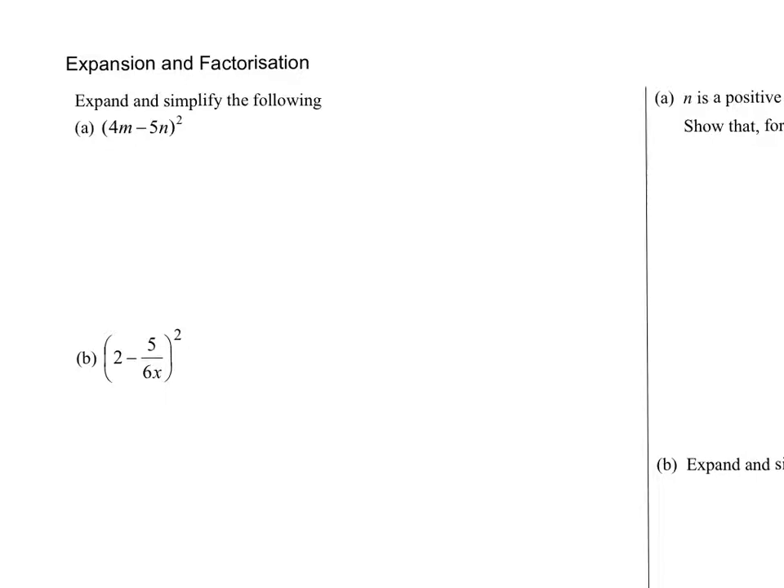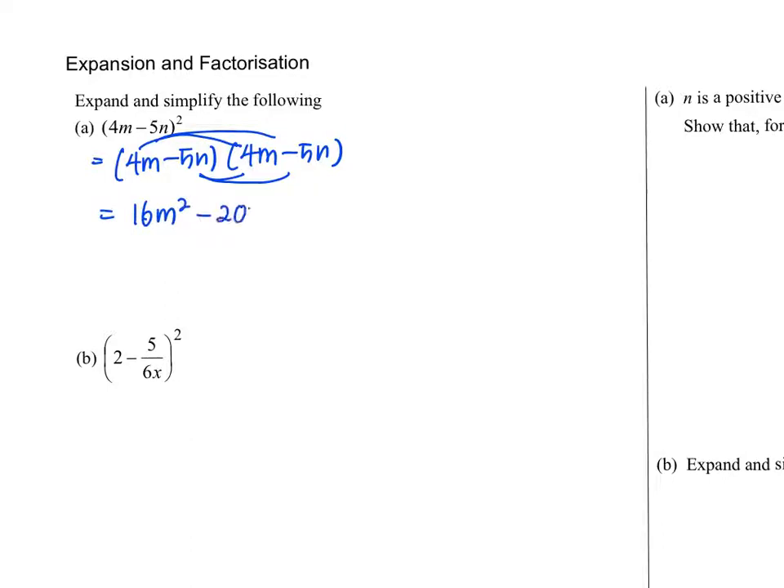Now, this is something square. Please remember, this is actually a repeated factor. So we'll have 4m minus 5n times 4m minus 5n itself. And we'll do expansion for this, rainbow method, to give us 16m square minus 20mn minus 20mn plus 25n square, and that gives us 16m square minus 40mn plus 25n square.